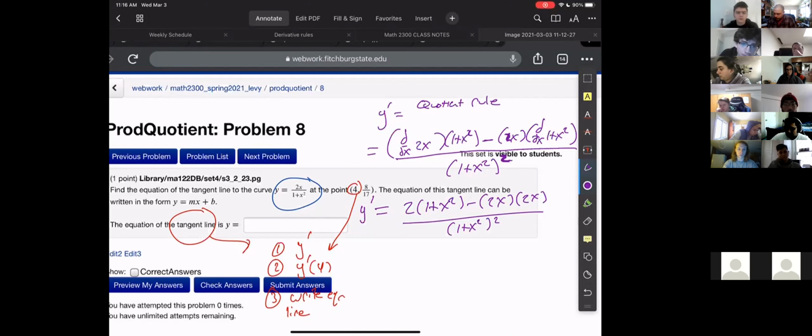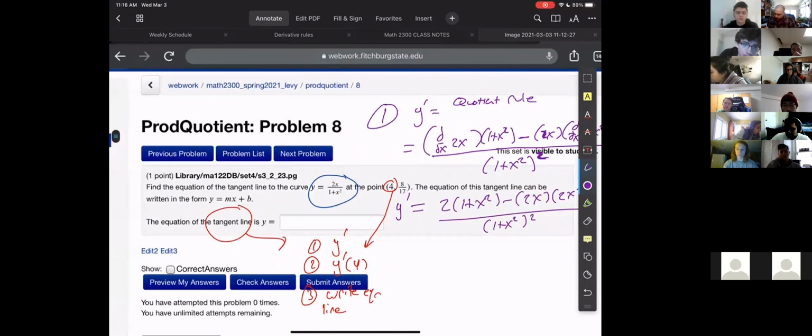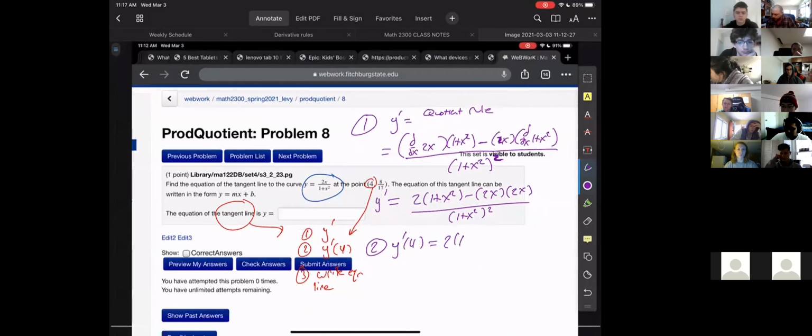In other words, this has all been step number 1. The next step would be to plug 4 in, and I would just plug it right into this. You can do whatever you want, but this is the way I would think about doing it.